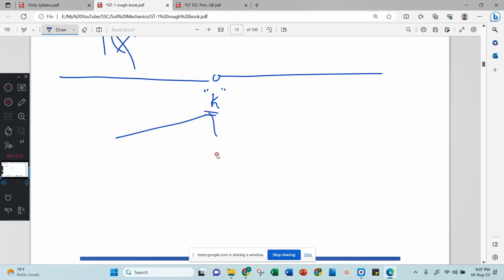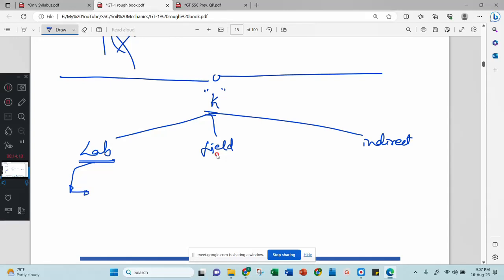For this, we have three different methods. The first says that the permeability can be determined in the laboratory, the permeability can be determined in the field, and the permeability can be determined by an indirect method. Then how will we determine permeability in the laboratory? This laboratory determination can be done in two different ways: the constant head method, and the variable head method.